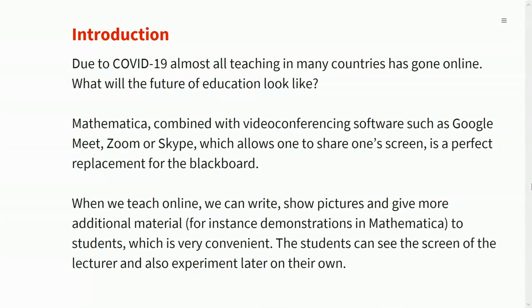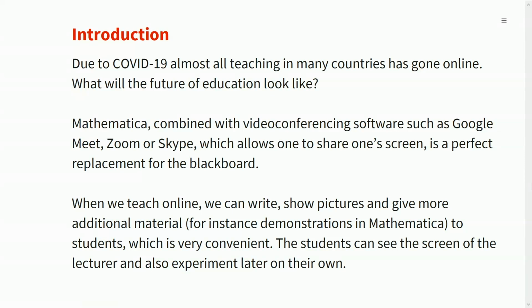I would like to mention that due to the current pandemic situation, almost all teaching in many countries has gone online, also in the coming winter term. Many people think about what the future of education will look like. Mathematica combined with video conferencing software such as Google Meet, Zoom, Skype, or any other, which allows you to share the screen, is a perfect replacement for the blackboard. It can be used in both online and blended learning modes.